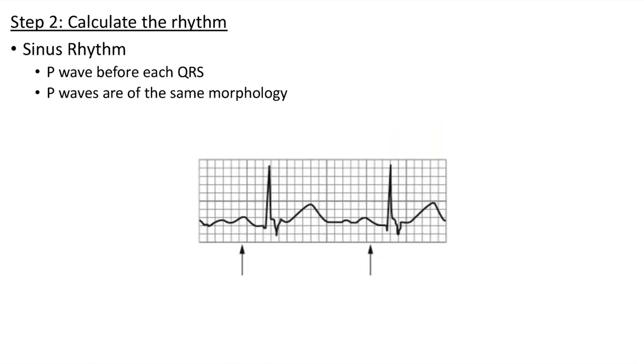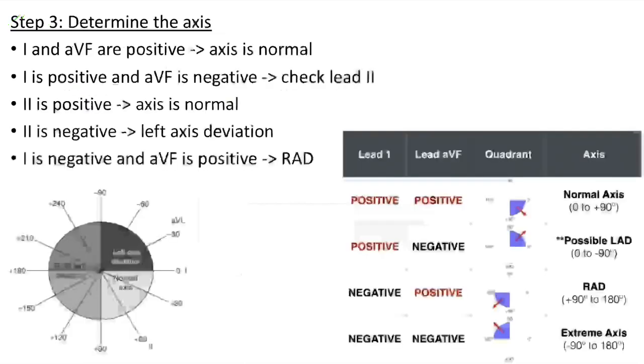Step 2 is we have to calculate the rhythm. We have to check if there is a P wave before each QRS complex and if the P waves are of the same morphology. If both of these are present, it is sinus rhythm. That is, in sinus rhythm, there will be a P wave before each QRS complex and the P waves will be of the same morphology. As you can see in this example, there is a P wave before each QRS complex and the P waves are of the same morphology. This is an example of sinus rhythm.